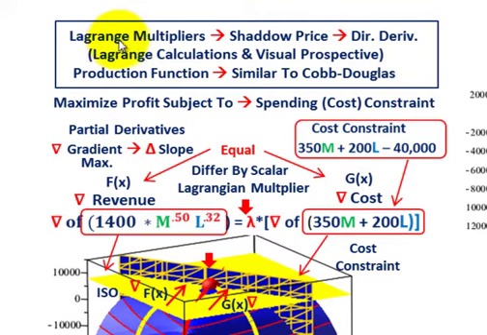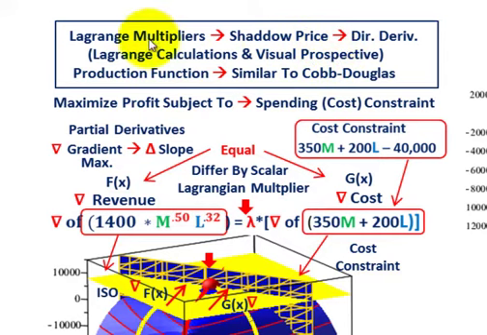What we're going to be going over here are Lagrange multipliers, and we're going to look at these Lagrange multipliers in terms of a shadow price, and also how they compare to the directional derivative. We're going to be doing some Lagrange calculations, and we'll also look at it from the visual perspective.